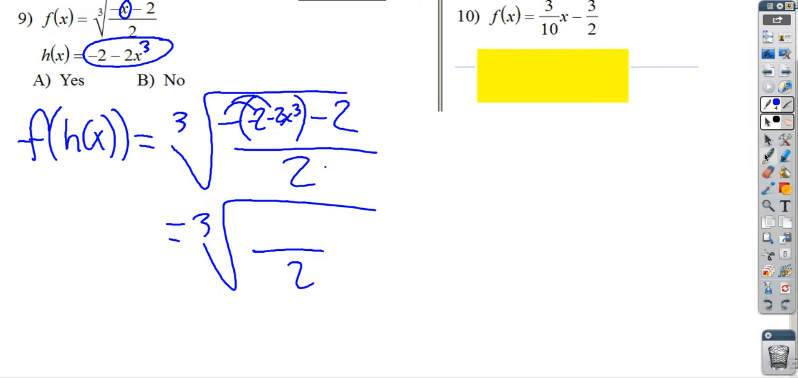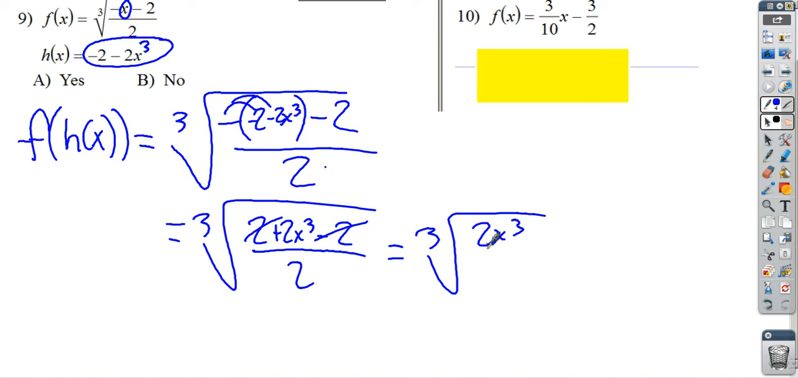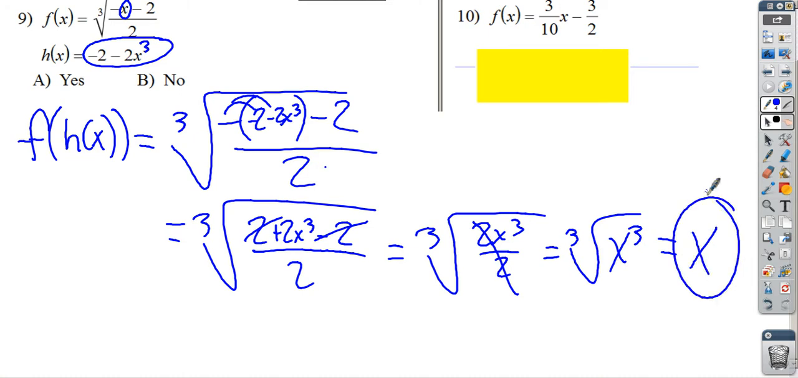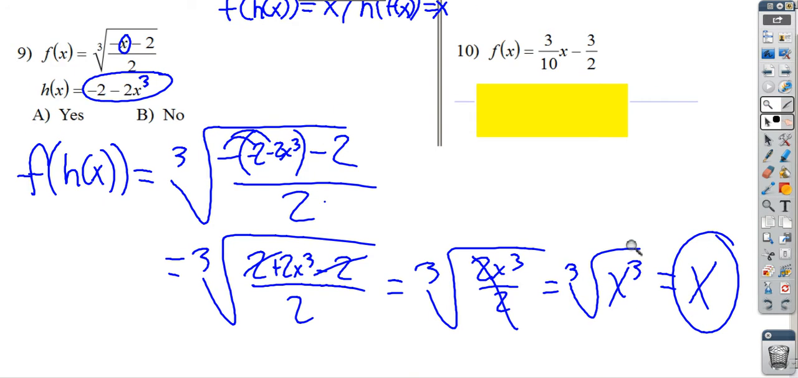Okay, we would get positive 2 plus 2x cubed minus 2. 2 minus 2, well, those cancel, so we're left with the cube root of 2x cubed over 2. Those cancel, so we're left with the cube root of x cubed. And cubing something and cube rooting cancel each other out, so that just leaves us with x. So at least it passes the first condition. We know that f of h of x equals x.